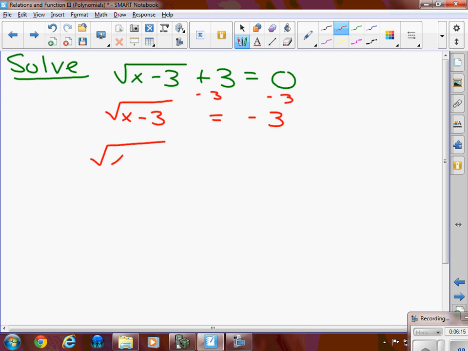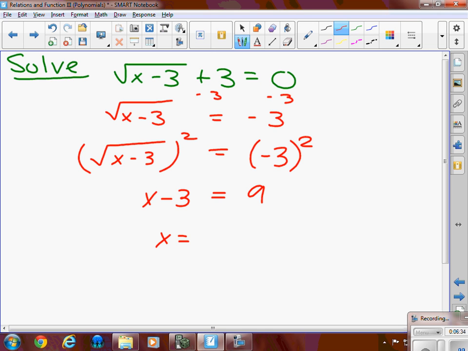Square both sides. So we square this, and now this is the important part. This is a negative 3 on this side. We have to square the negative 3. So it's negative 3 times negative 3, which equals a positive 9. Here we still have x minus 3. x equals 12. So we think.